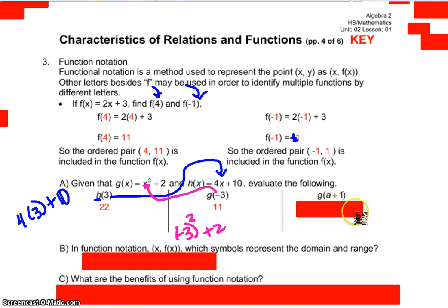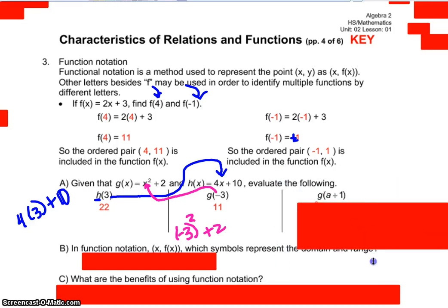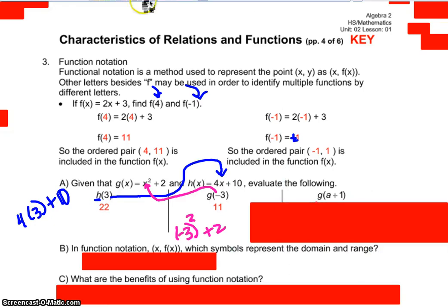Now when you have g of a plus 1, it works a little different, because you're having to put a letter in. Okay, so you can't just go to your calculator. So what you're going to say, you're using the g function. So it's x squared plus 2. X is now a plus 1. So it's a plus 1 squared plus 2. Well, a plus 1 squared means a plus 1 times a plus 1. And then we bring down your plus 2.